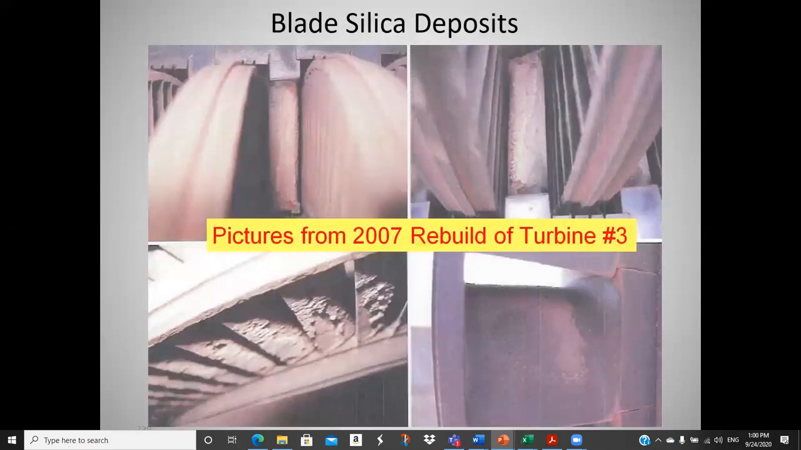Okay, these are some pictures. This is from Jamaica. This was Jamalco, a big Alcoa bauxite refinery. And that's about a 32 megawatt back pressure turbine. Look at the crud on the blades. That is silica. Silica carries over in steam.